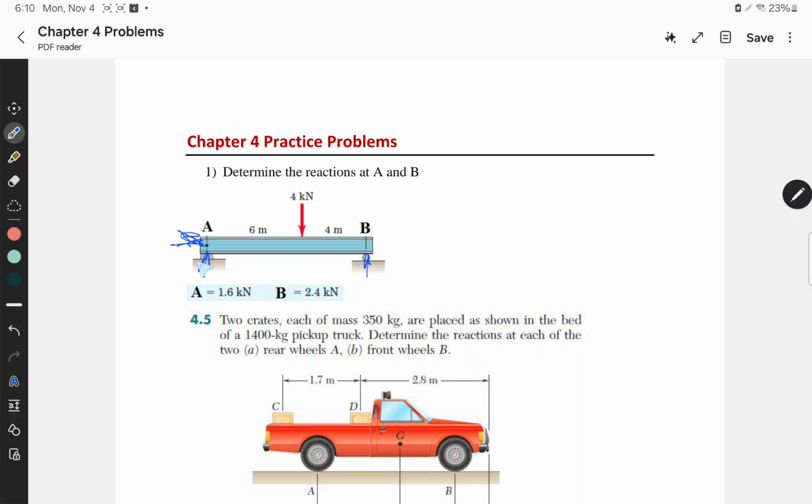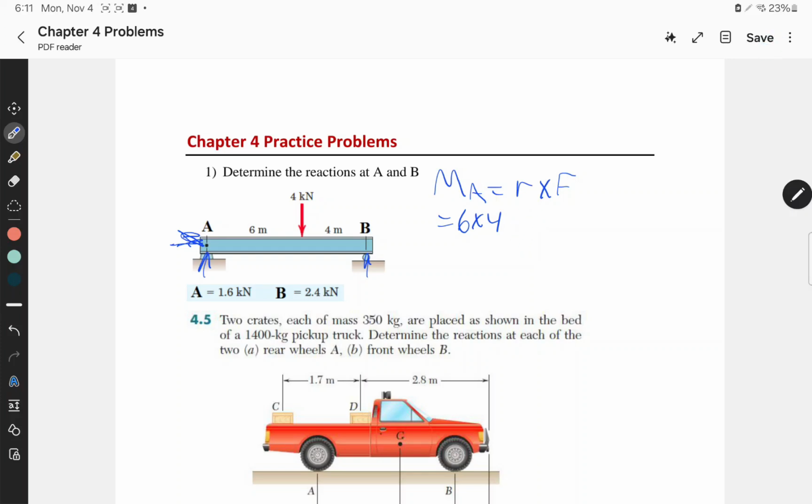And for this one, it has an X and Y reaction, because it can't go left and right and it can't go up and down. So that's why you would put that. They want us to determine the reactions. We're gonna start with finding the moment about A. That's gonna be R cross F, and R is just the distance from A to the force. Here it's 6 meters, and for this it's gonna be 10 meters. So the moment about A is gonna be 6 times 4 kilonewtons.